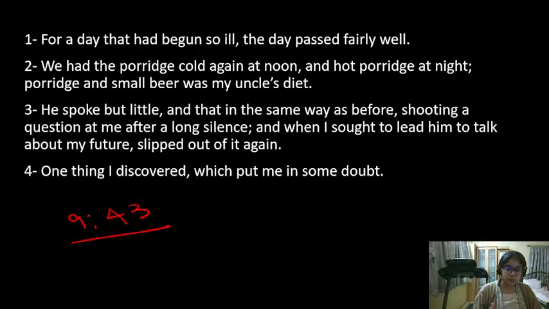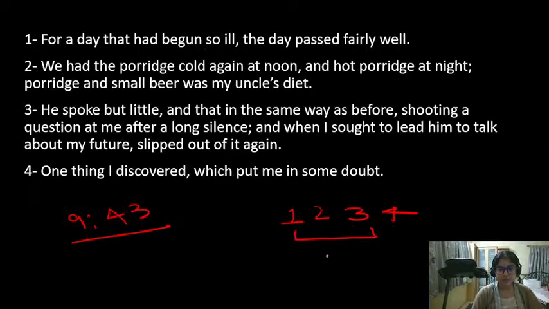Okay, now if I had to put this in an order, obviously, first I have to begin the day, which is happening in the first one. The day passed fairly well. Then we had porridge. Then he spoke a little during the lunch or dinner. And then, yeah, I think this is the right order. 1, 2, 3, 4 should be the ideal order for this. Right now, as you can see, 1, 2, and 3 are talking about the day and day's events.